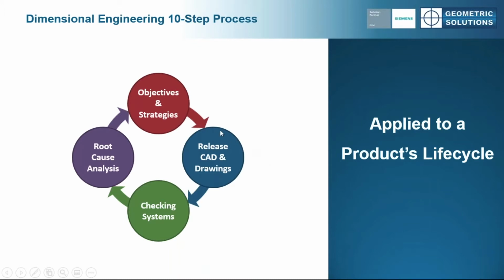The plan goes to objectives and strategies, so it's our plan. Doing it is releasing CAD and drawings. Checking it, well, we have to have checking systems. And act, well, we do root cause analysis, find out what's going on, and then it goes through this loop and it's iterative, and we'll talk about that a little bit.